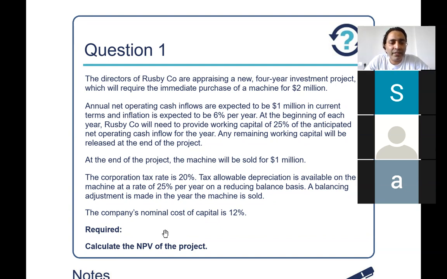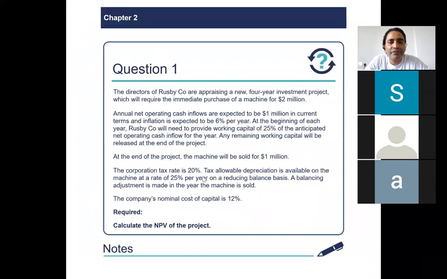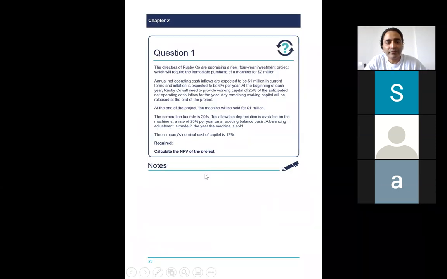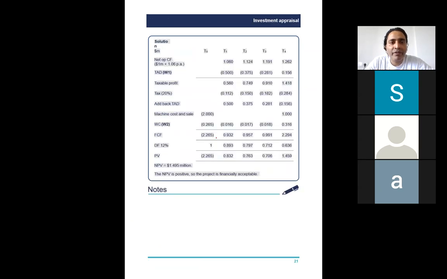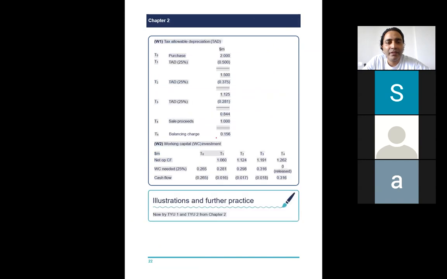So the first step, since we are supposed to calculate the NPV, is to have all the cash flows ready. Okay, all your cash flows should be ready. Now the term they have used is annual net operating cash flows. So whenever they use this word net operating cash flows, remember we have to do certain adjustments with respect to depreciation.